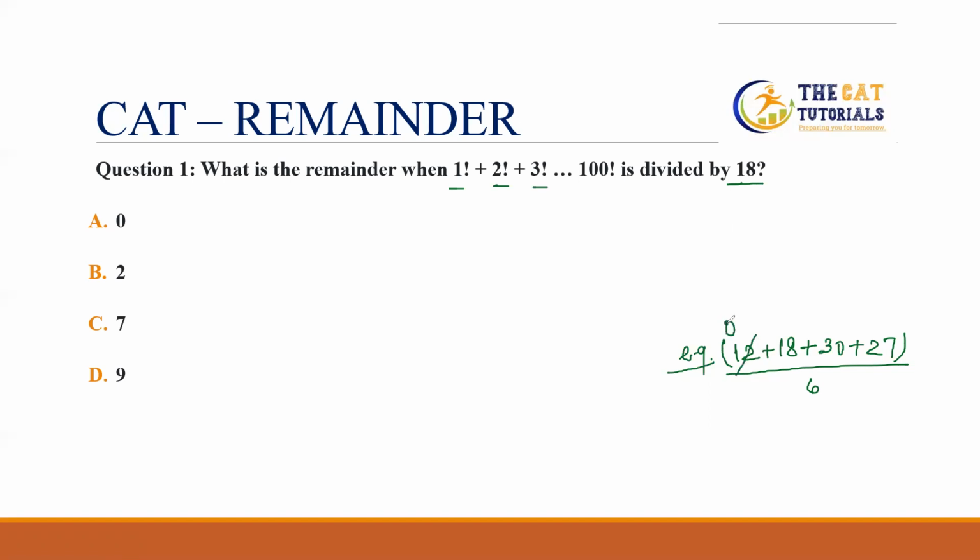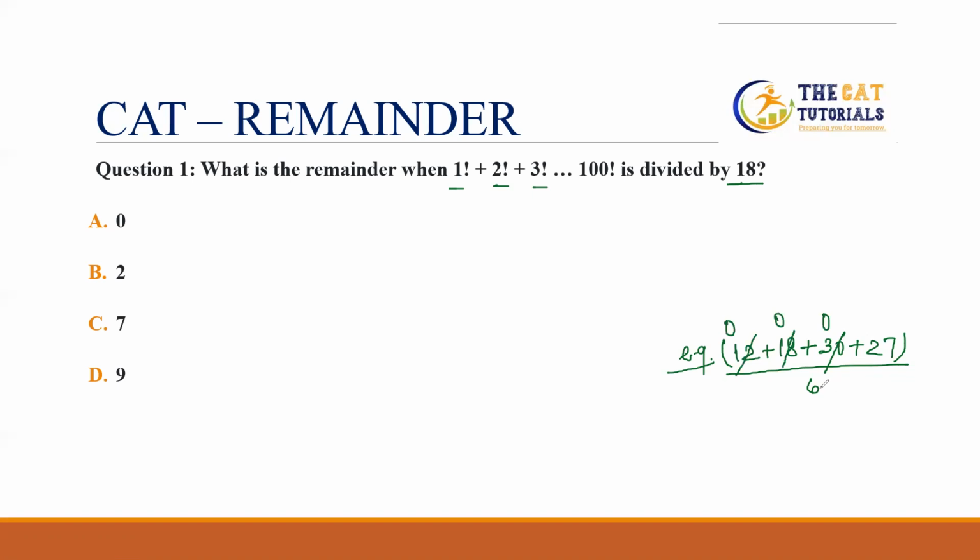This one is the concept of the remainder. Again, 18 is a multiple of 6, so again 18 will give you a 0 remainder. 30 is also a multiple of 6, so again it will give you a 0 remainder. 27 is not a multiple of 6. So for getting the answer of this question, we require only to divide 27 by 6, and it will give you the final answer of the question.